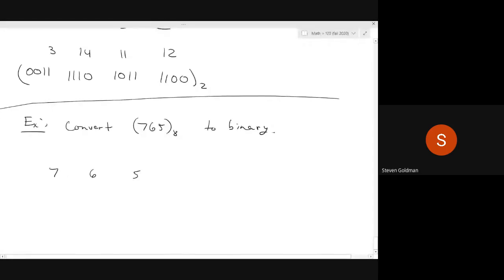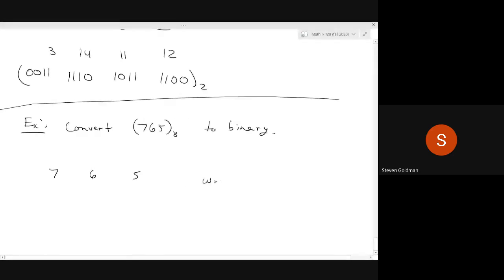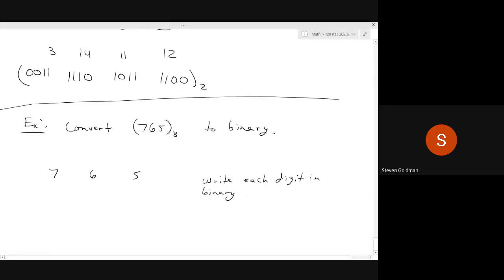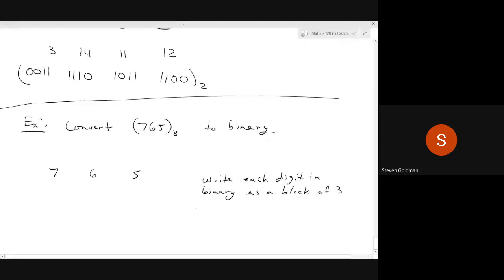Okay, so I'm going to write 765. I'm going to separate the digits here. I'm going to write each digit in its binary form, as a block of 3. And you would add leading zeros if you need to.